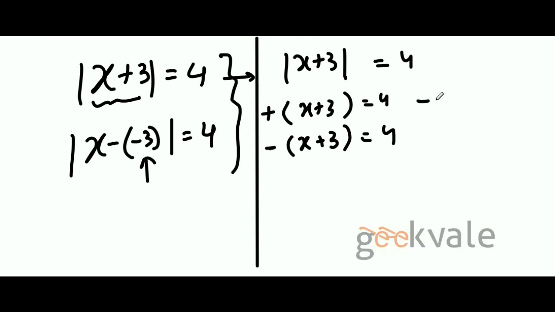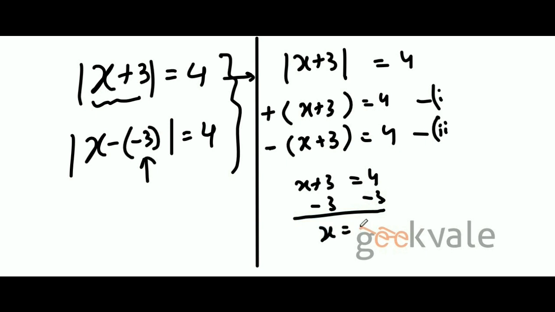Let's solve them one by one. Let's call this one 1 and this one 2. Taking 1 first, it's just x plus 3 equals 4. Using the subtraction property of equality, I can subtract 3 from both sides, and I get x equals plus 1.